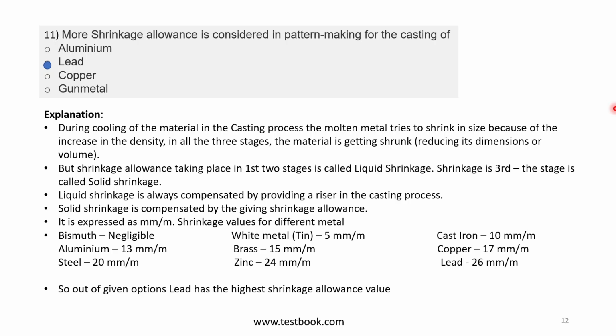The final question was, most shrinkage allowance is considered in pattern making for the casting of? Your options are aluminum, lead, copper and gunmetal. Out of these, shrinkage allowance is highest in case of lead. Lead has 26 mm per meter, so this much shrinkage allowance you have to provide.